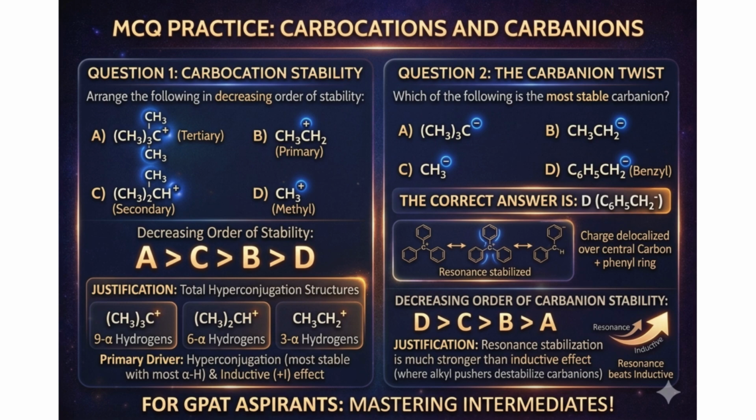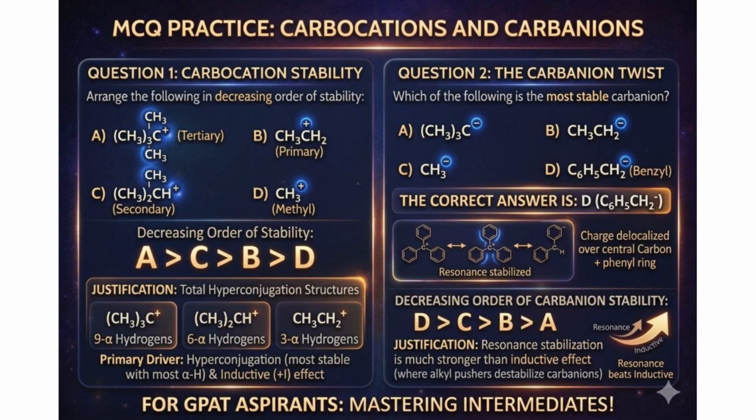Question 2. The carbanion twist. Which of the following is the most stable carbanion? Option A, tertiary carbanion. Option B, primary carbanion. Option C, methyl carbanion. Or option D, benzyl carbanion. The correct answer is D, the benzyl carbanion.